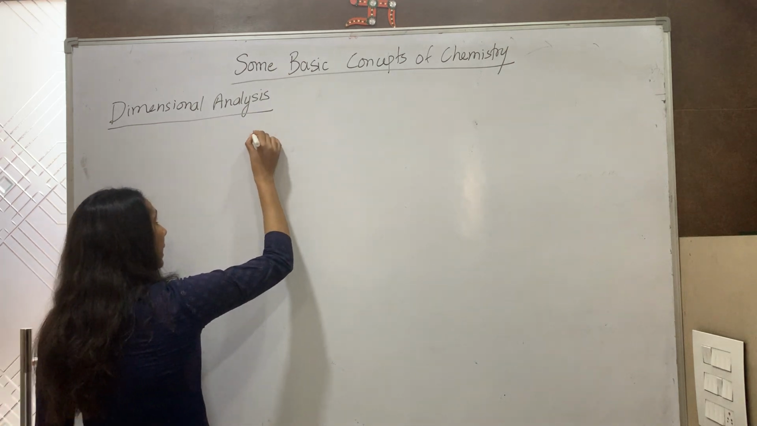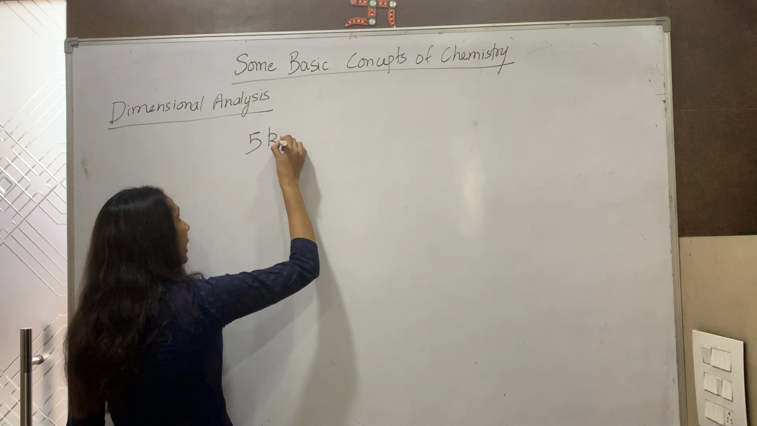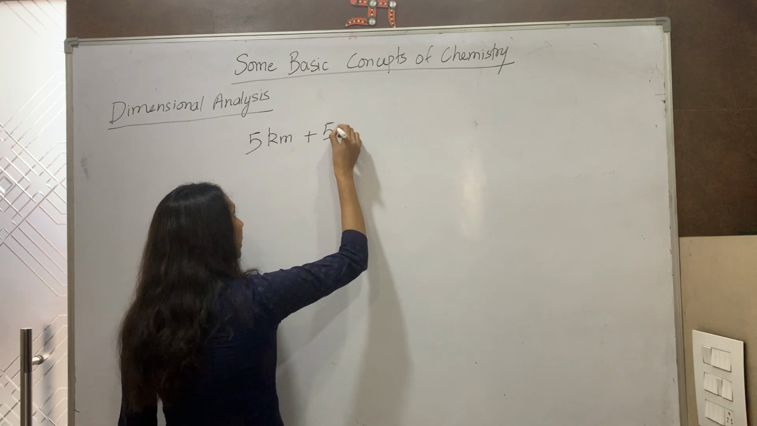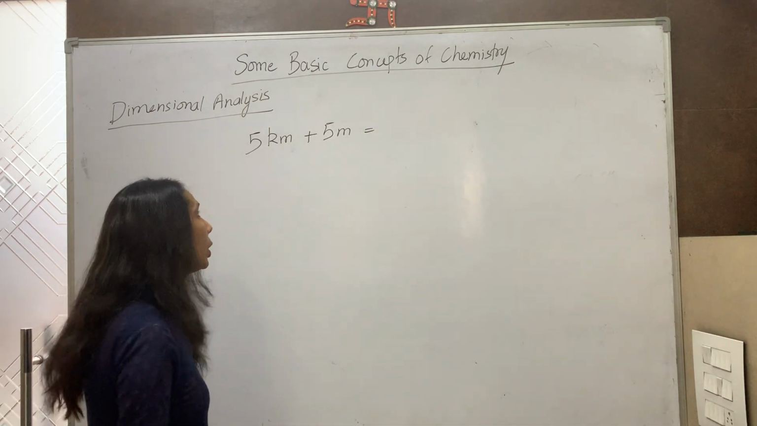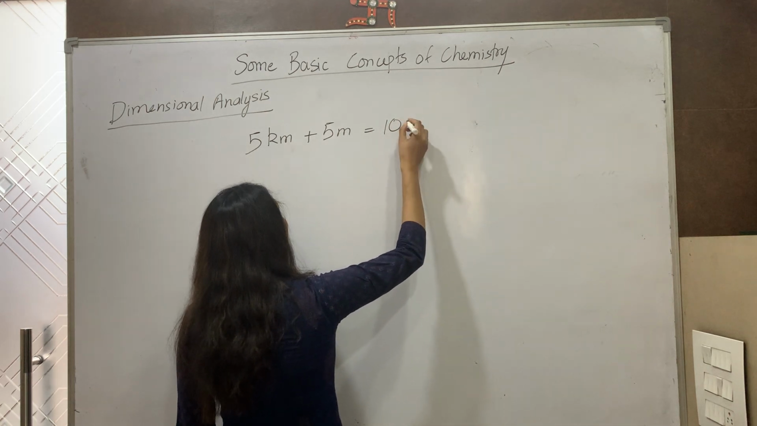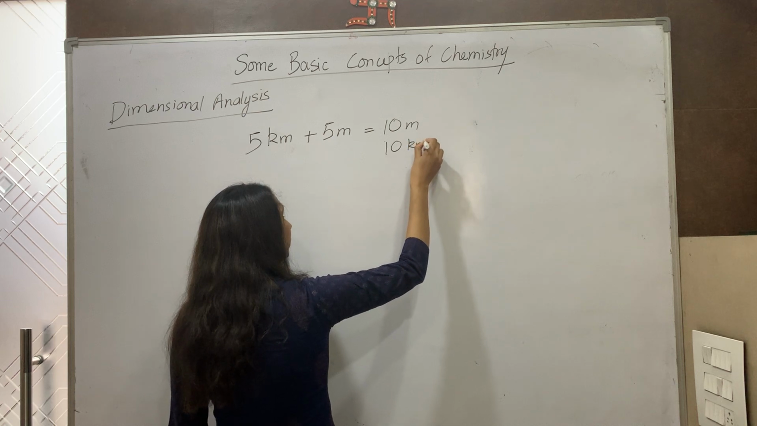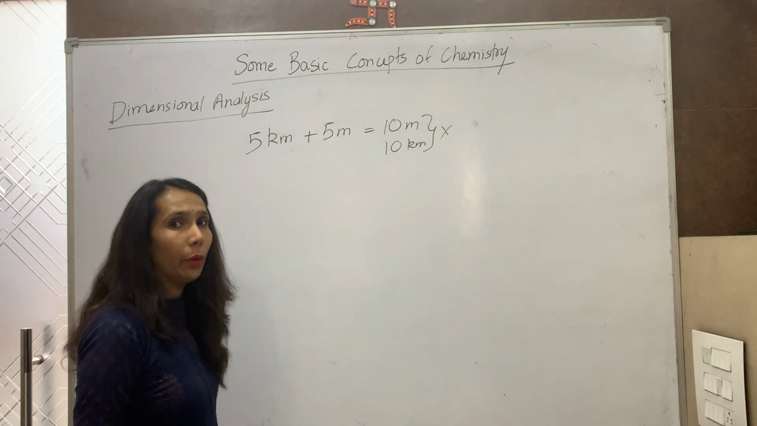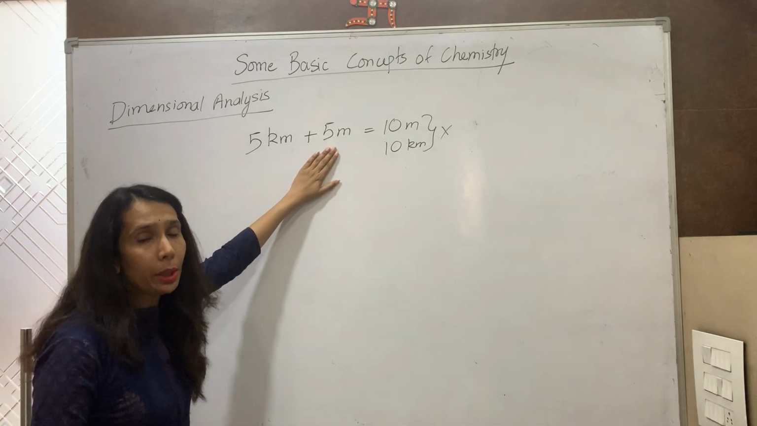If I give you a simple question, 5 kilometer plus 5 meter equal to, what we will do? Will we add them and write the answer as 10 meter or 10 kilometer? Is it correct? No. What you will do? You will analyze. Both the quantities should be in the same unit.